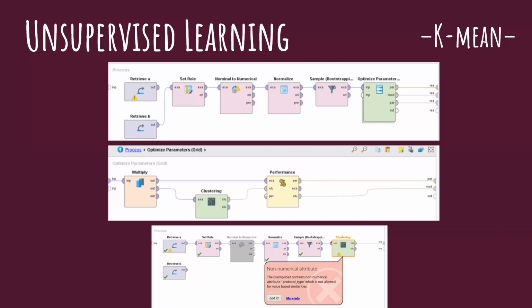Okay, the last machine learning method we do is unsupervised learning. Starting with that, I will go through the k-means clustering. You can see right here, we retrieve the data, we set role, do nominal to numerical, do normalization, sampling, and then optimization. So optimize parameters to avoid the k-means clustering, set a fixed value for k, and this can maximize the performance of the model. For the nominal to numerical, this helps the clustering with k-means since this method of clustering requires numerical values for it to calculate the distances between symbols.